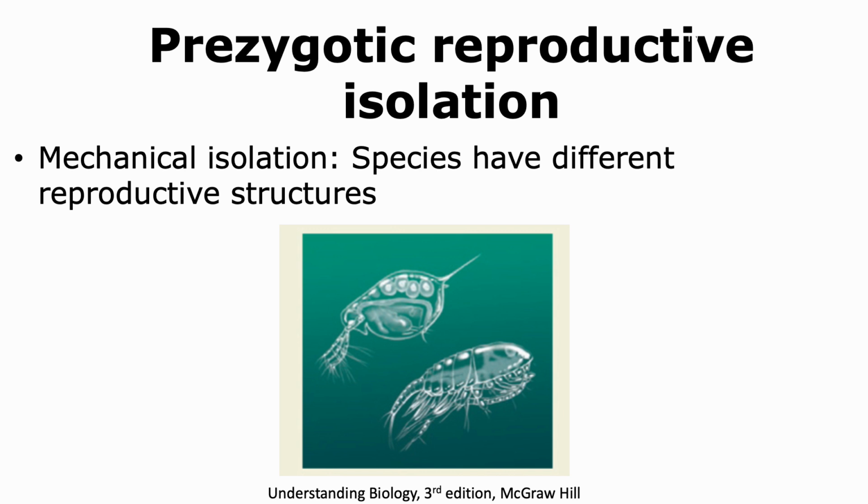Mechanical isolation is a type of prezygotic reproductive isolating mechanism where members of different species have different reproductive structures, and hence there is incompatibility between the reproductive structures. Thus, the members belonging to the different species are unable to mate because of these differences in their reproductive structures.